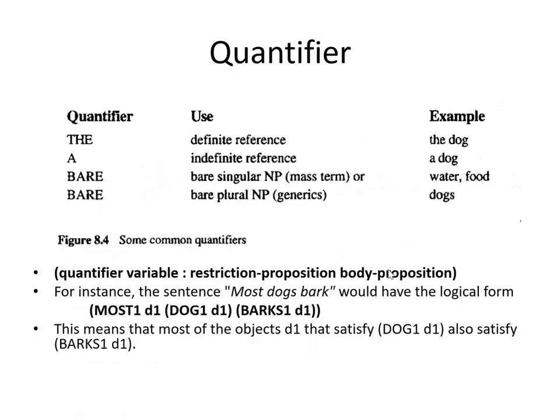Some of the quantifiers are listed here, like the, where the is a definite reference. For example, the dog, so we are talking about a specific dog. Or a dog, which is an indefinite reference. In general, we are talking about dogs. Same thing for a noun phrase with a bare singular form like water or food, or a noun phrase with a bare plural form, like generics such as dogs.